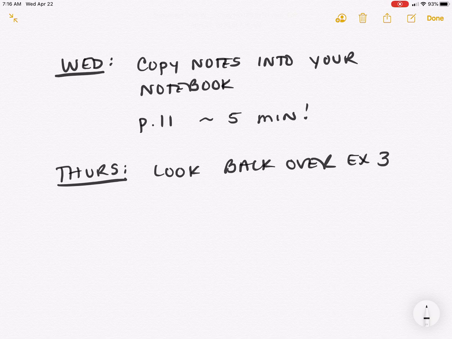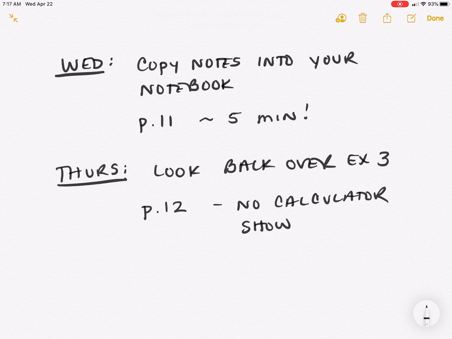So look back over example 3, and we are going to complete page 12. Page 12 has a lot of problems again, but it's really pretty quick. And so again, this is going to be no calculator. I want you to show your steps. And I believe it even says it, you're going to check your work in the answer keys folder.